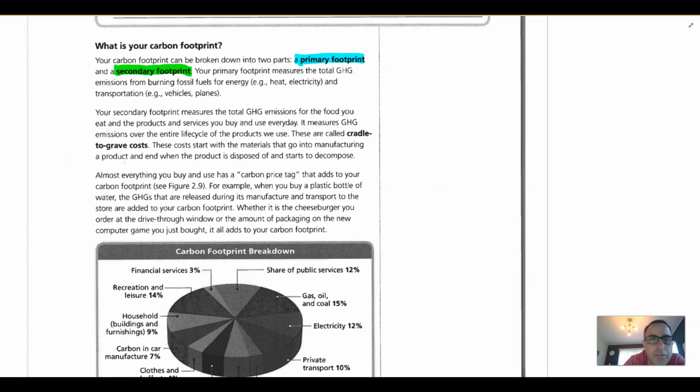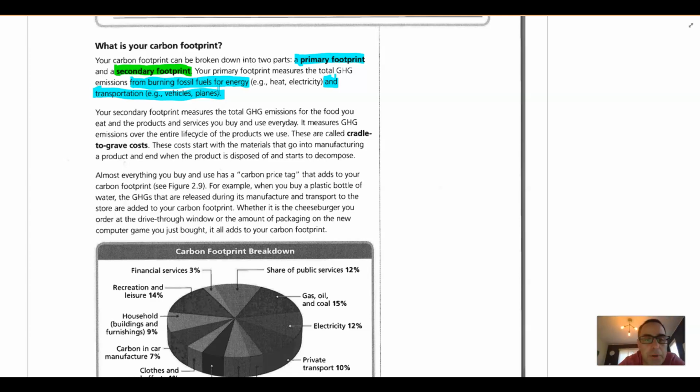Your primary footprint measures the total greenhouse emissions from burning fossil fuels for energy and transportation. So when we look at primary footprints, that's just to heat our homes or to get electricity in for our use, or driving vehicles, hopping on the bus, things like that, flying in airplanes. That would be primary footprint.